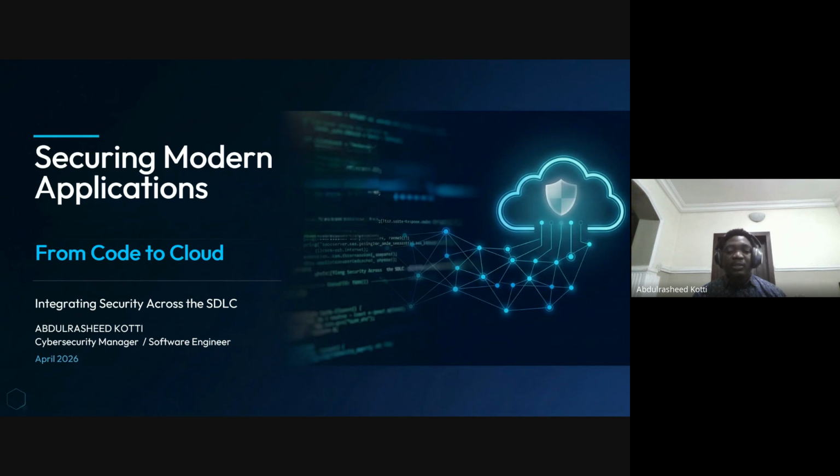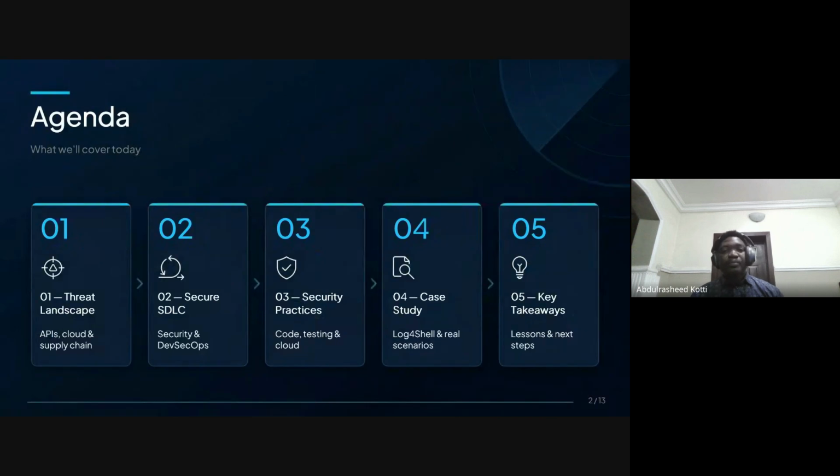Now, because everything is connected, if one part fails, the whole system can be at risk. So in this session, I will help you understand where risk comes from in modern apps, and how attackers take advantage of those risks. So let me walk you through what we will cover.